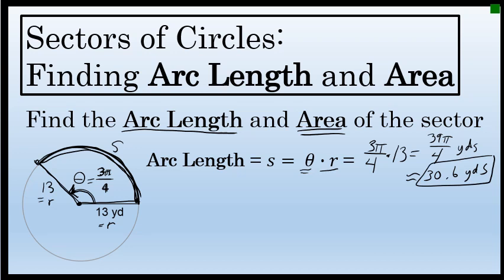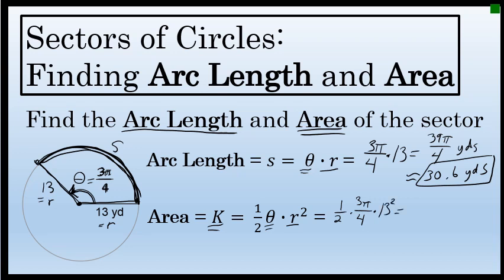The area is likewise simple to compute, provided you know the formula. The formula for the area of a sector, commonly abbreviated with an uppercase K, is 1/2 theta r squared. Again, theta is the central angle, r is the radius. In this case, 1/2 theta r squared would be 1/2 times the central angle, 3π/4, times the radius, 13 squared.